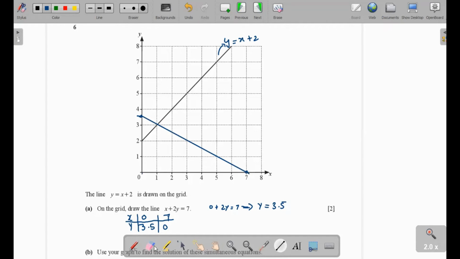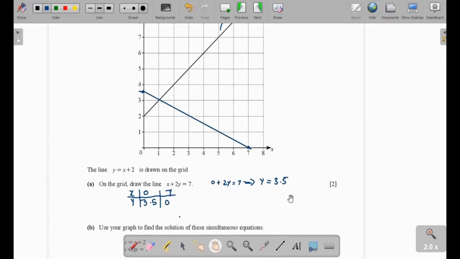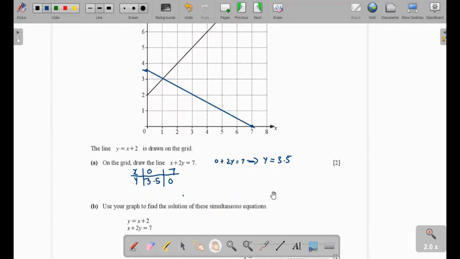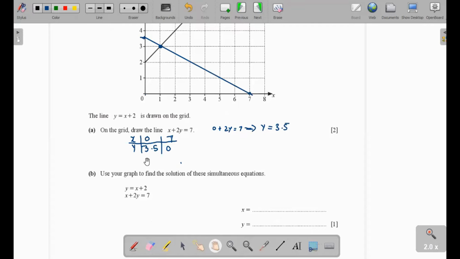Okay. Now next part is we use the graph. This is the line x plus 2y equal to 7. Now use the graph to find the solution of this simultaneous equation, y equal to x plus 2, x plus 2y equal to 7. Both these lines intersect at this point. We check this point, and x is 1, y is 3. Now this is the solution of these two simultaneous equations: x is 1, y is 3.